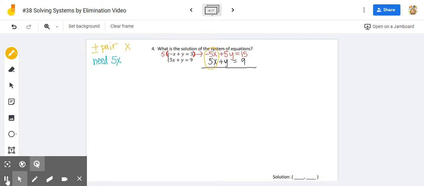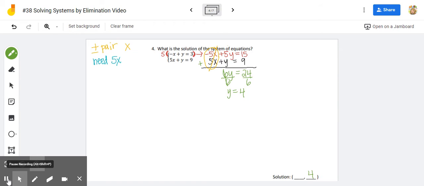Now we're going to keep the second equation. We keep that because now we have a positive 5x and a negative 5x. That eliminates, and now we can add together what's remaining. 5y's plus 1y makes 6y, and 15 plus 9 gives us 24. To get y by itself, we divide by 6. So our y is 4, and now we need to find x.